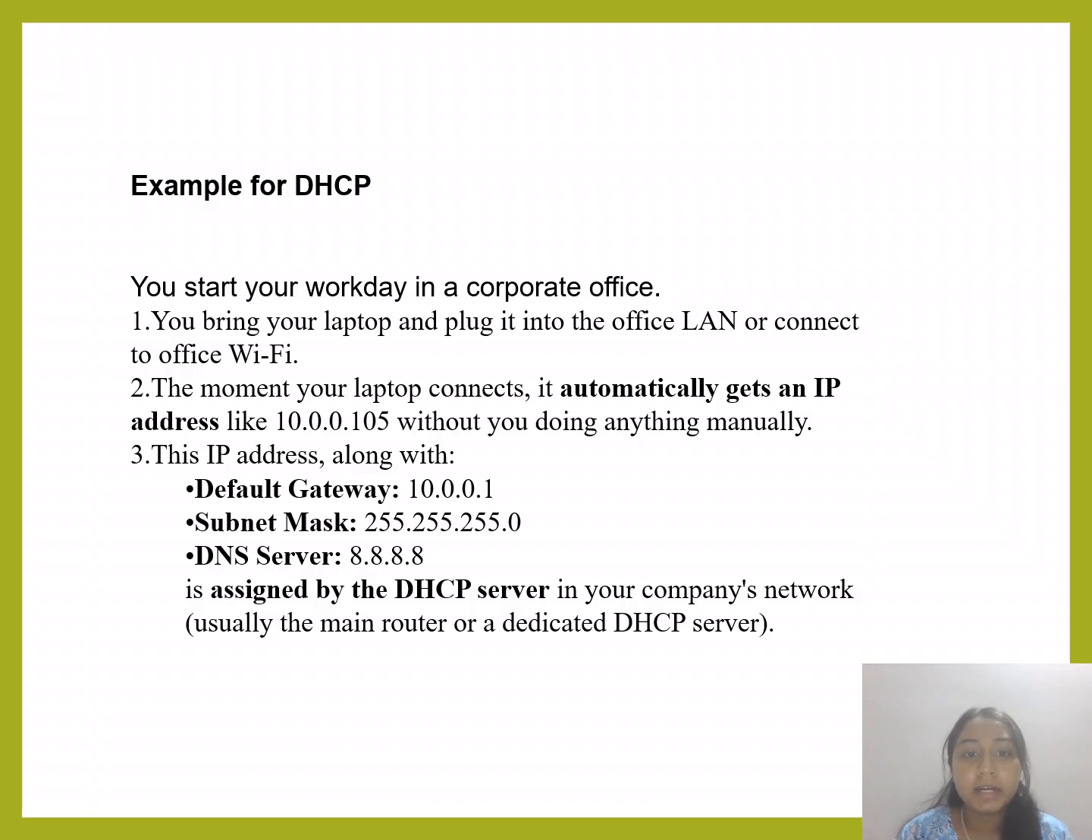This IP address, along with the default gateway, subnet mask and DNS server, is assigned by the DHCP server in your company's network. Here the main router or a dedicated DHCP server is used. DHCP makes the work very easy, as it automatically assigns the IP address rather than you doing it manually. You don't need to configure anything, it is always done automatically, which reduces the work as it is automatic configuration of the IP and not a manual one. Next.